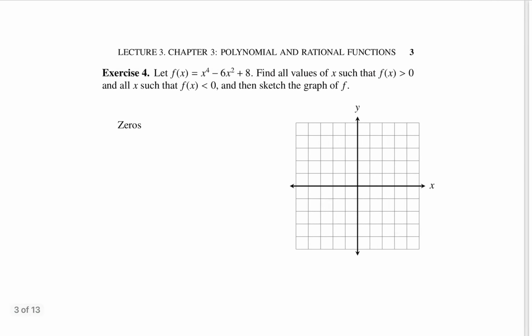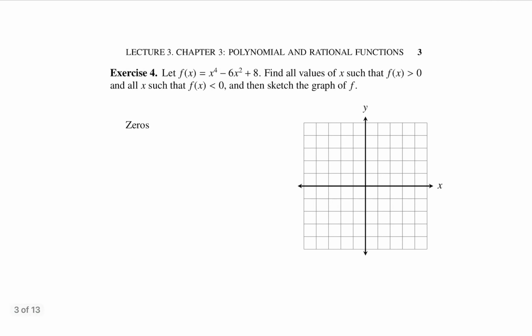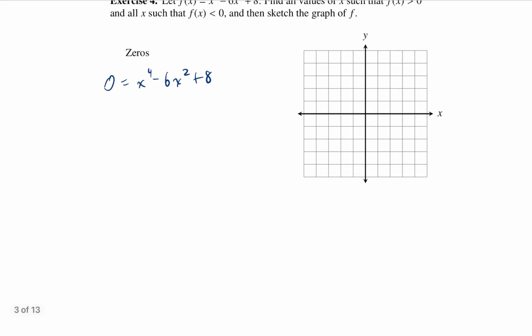Let's try the next problem. This is the same directions. The only thing that is different is the function itself. So let's see how we can find the zeros of this function. We set it equal to 0, same as before. Since this is a trinomial, we want to try to factor this by using the diamond method. So this would be 8 and -6, -4, -2 would work.